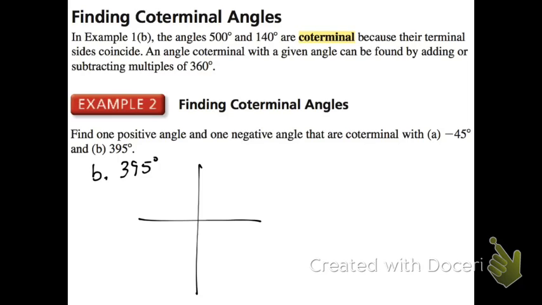Okay, so my original angle 395 is going to be a whole 360 around plus 35 more. So here's 395. If I make another positive angle, start at my initial side, I'm just going to go up. That is just a 35 degree angle right there. So 35 and 395 are coterminal.